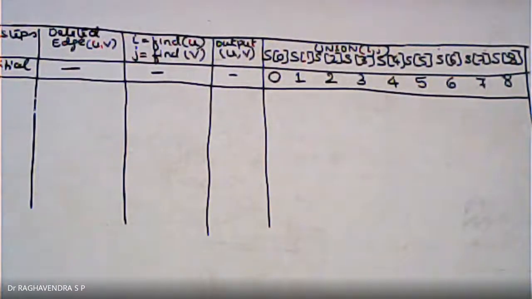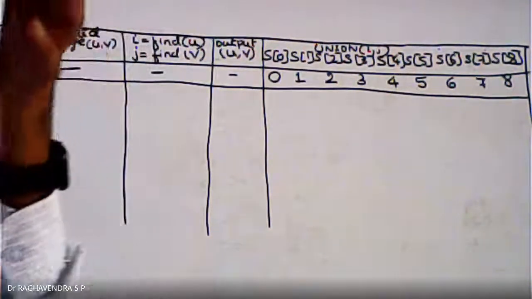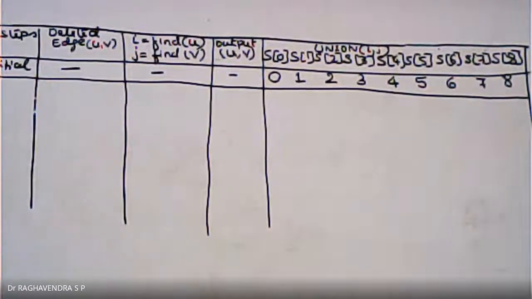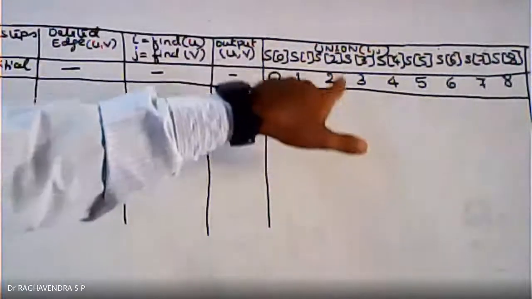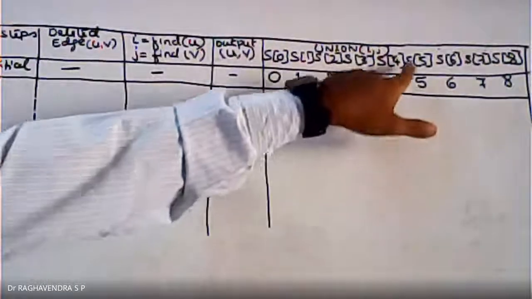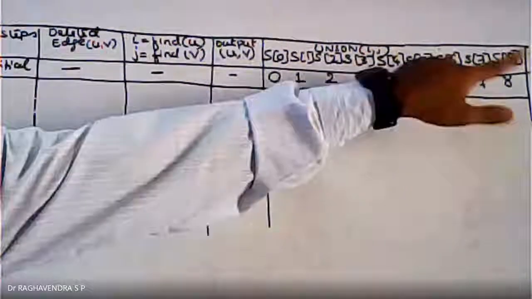Yes, students. Okay, look, at the starting, S of 0 means 0. S of 1 means 1, S of 2 is 2, S of 3 is 3, S of 4 is 4, S of 5 is 5, S of 6 is 6, 7, 8, write it down.